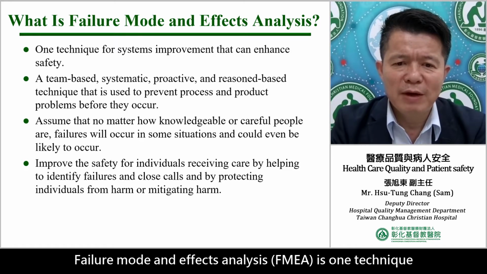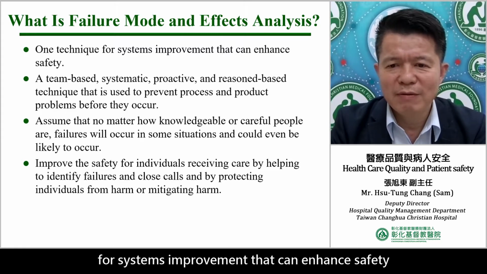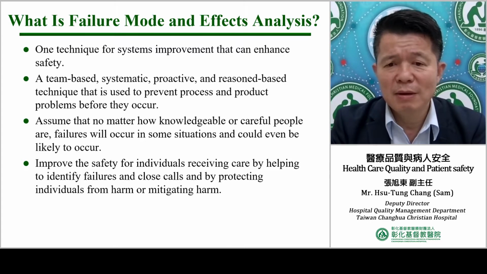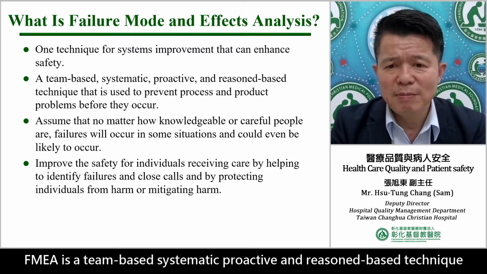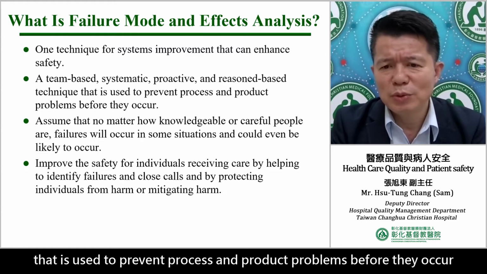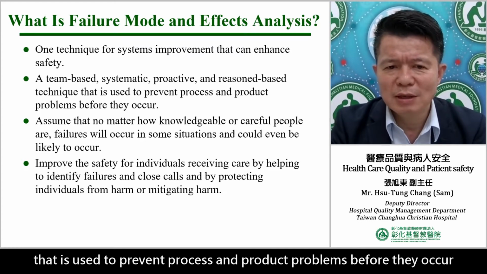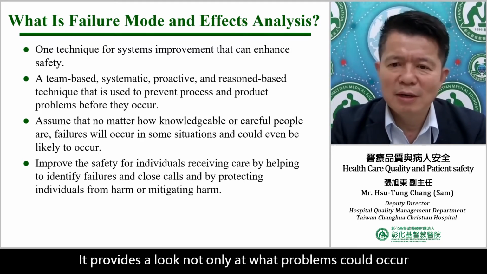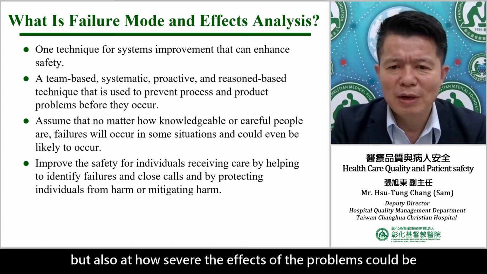Failure mode and effects analysis is one technique for systems improvement that can enhance safety. FMEA is a team-based, systematic, proactive, and reason-based technique that is used to prevent process and product problems before they occur. It provides a look not only at what problems could occur, but also at how severe the effects of the problems could be.